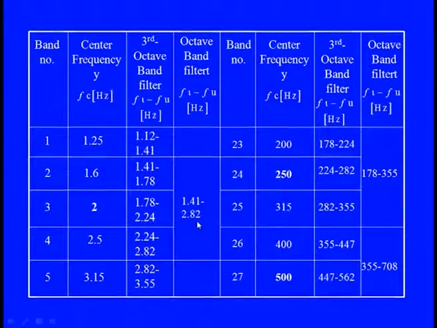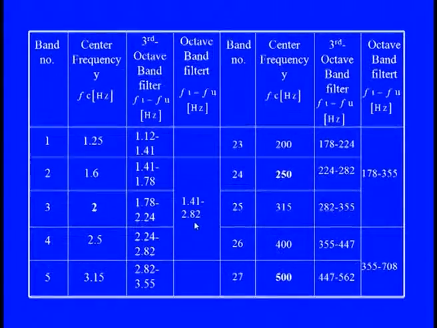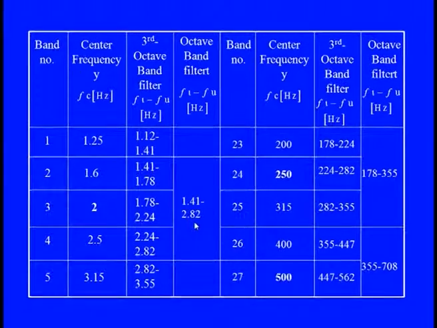That means we can start from the minimum, right from band 1, and we can say straightaway from band 2 to band 4. For this, the third octave band filter is designed, and the frequency for this is 1.41 as the lower and 2.82 as the upper frequency.